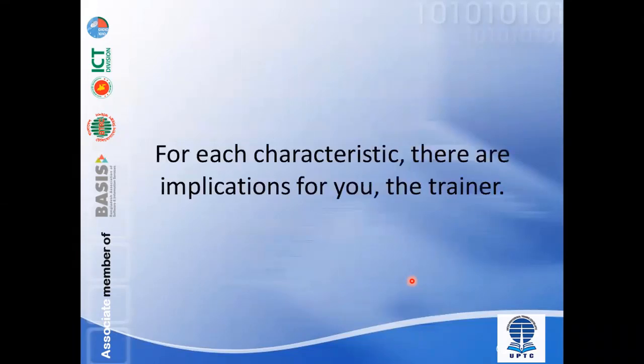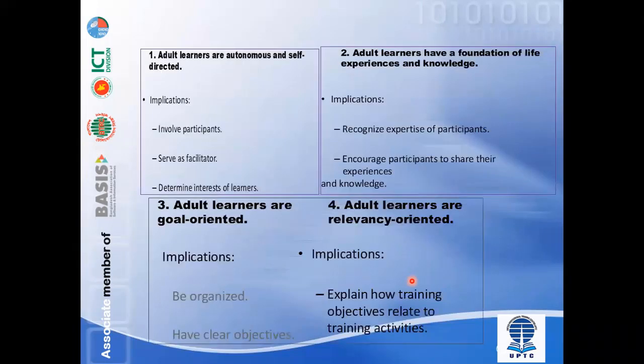So for each characteristic, there are implications for you, the trainer. So there are implications for us. So what are the implications? For example, number 1, adult learners are autonomous and self-directed. So what that means is we need to involve participants, we need to serve as facilitators, and we need to determine the interests of the learners.